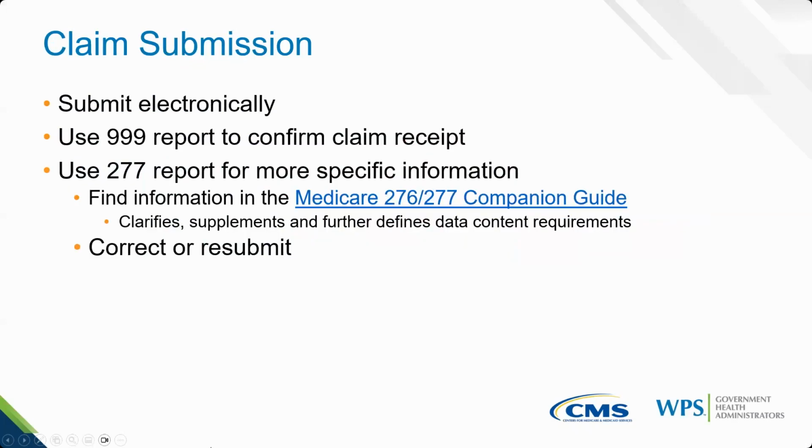Now, most providers do submit claims electronically. Very, very few qualify for a waiver under a law that prohibits payment of services or supplies that a provider did not bill to Medicare electronically. To confirm claim receipt, providers should use the 999 report. Providers or their staff would use the 277 report, which provides more specific information.